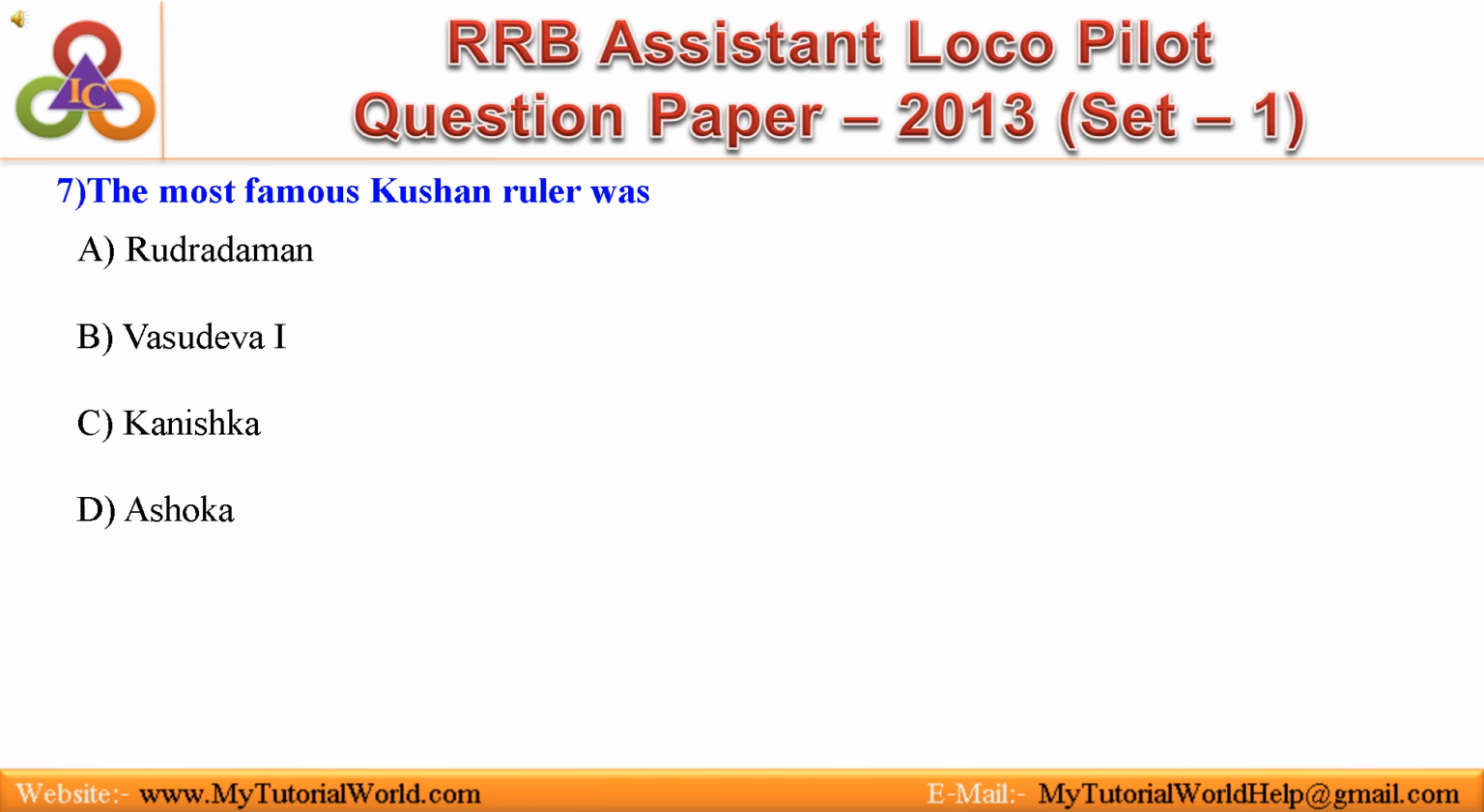Seven. The most famous Kushan ruler was A. Vima Kadphises. B. Vasudeva. C. Kanishka. D. Ashoka. Answer is Kanishka.